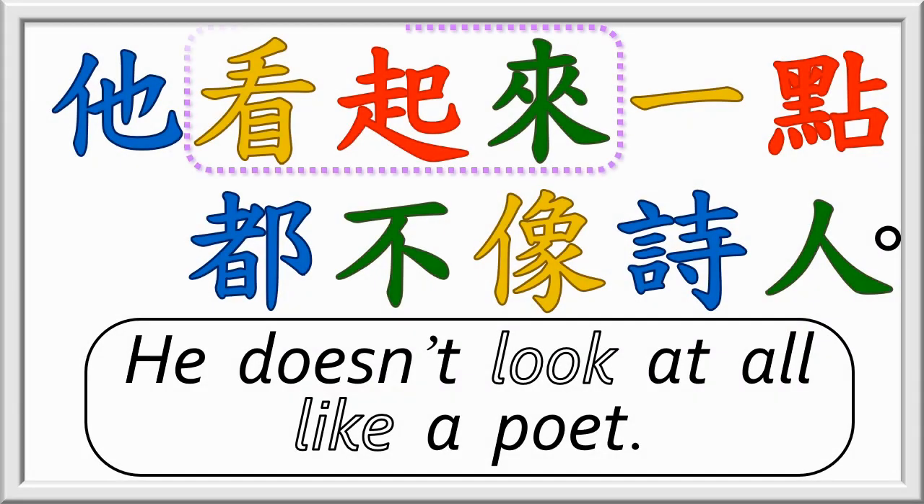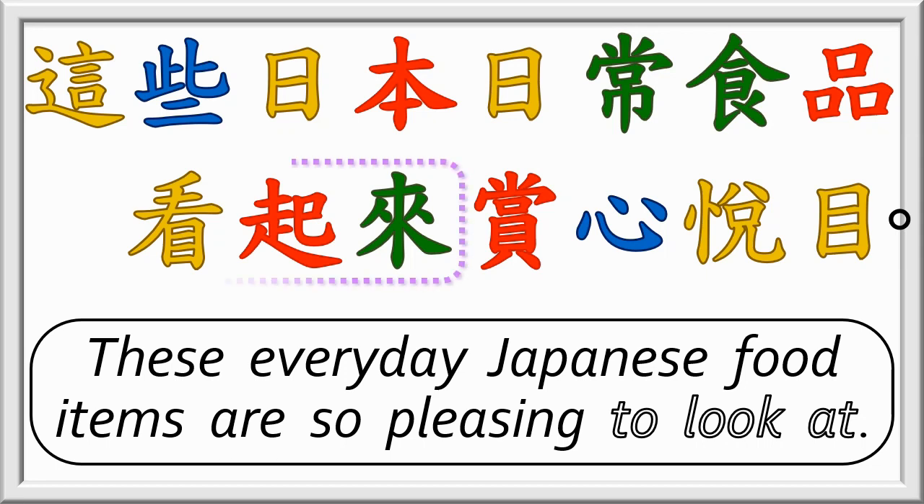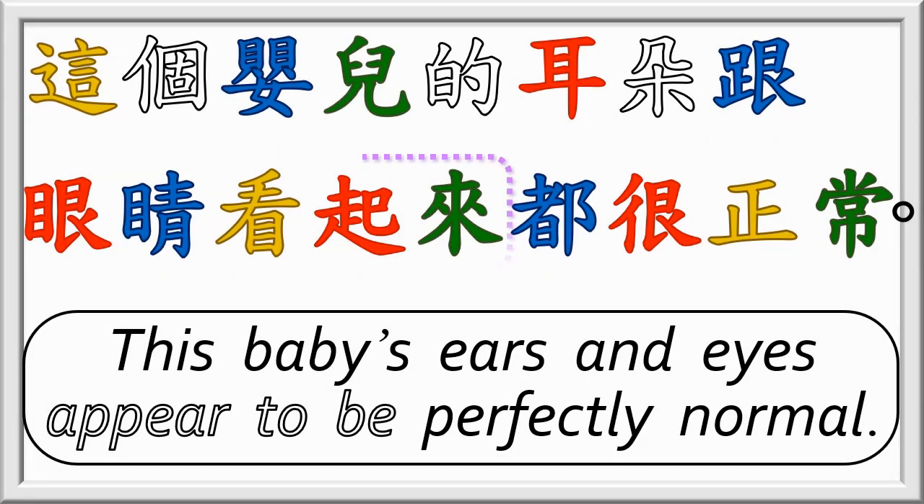他看起来一点都不像诗人。 He doesn't look at all like a poet. This would approximate the English expression to look like, literally, what rises to one's eyes, a first impression. 这些日本日常食品看起来赏心悦目。 These everyday Japanese food items are so pleasing to look at. 这个婴儿的耳朵跟眼睛看起来都很正常。 This baby's ears and eyes appear to be perfectly normal.